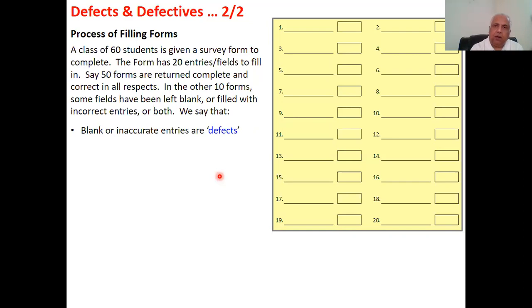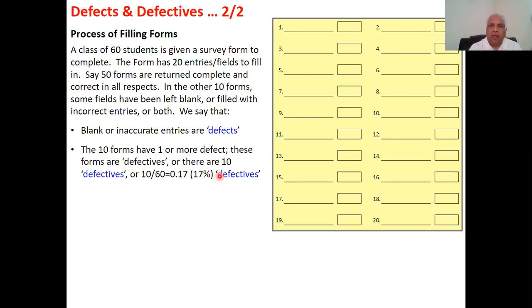The blank or inaccurate entries or incorrect entries are defects. Defects in the filled in form. The 10 forms have one or more defects. These forms, because they have one or more defects, are defective. Because there are 10 defective forms out of 60 which were dished out, the ratio is 10 upon 60, which is equal to 17%, or the defective rate is 17%.